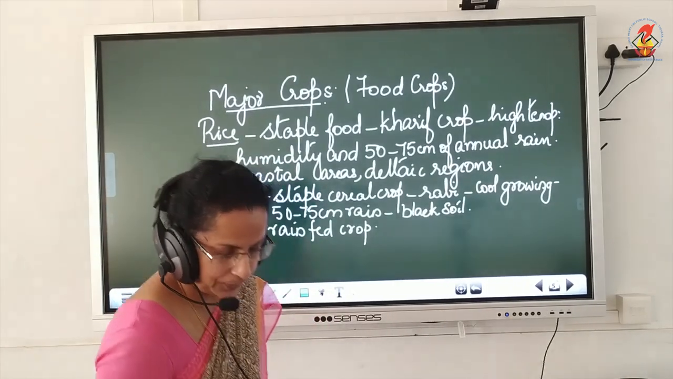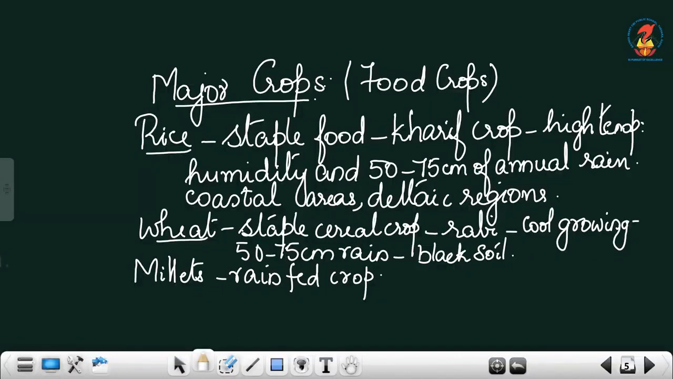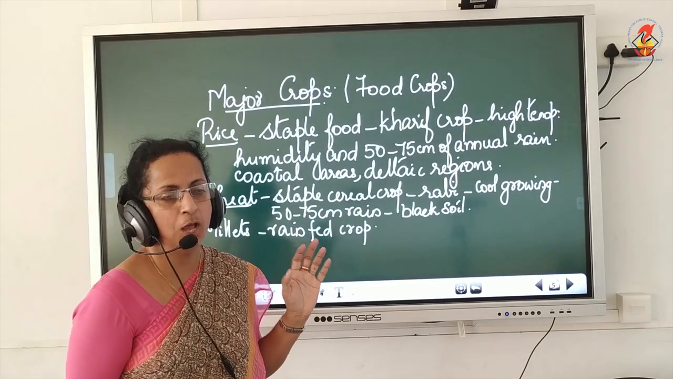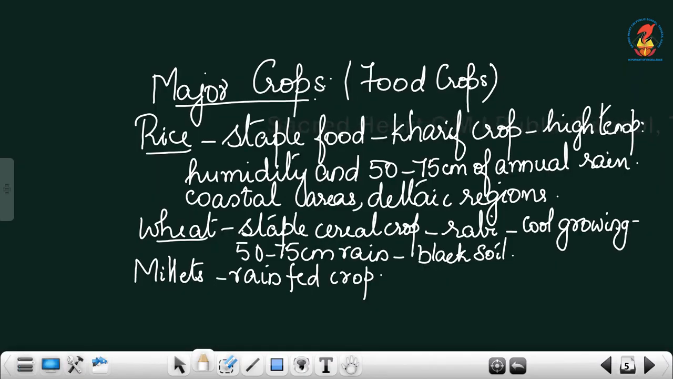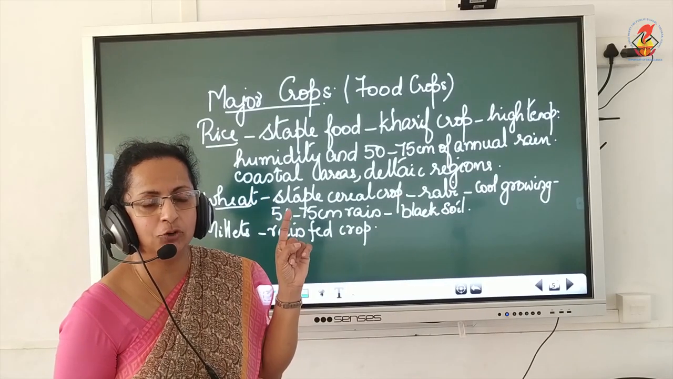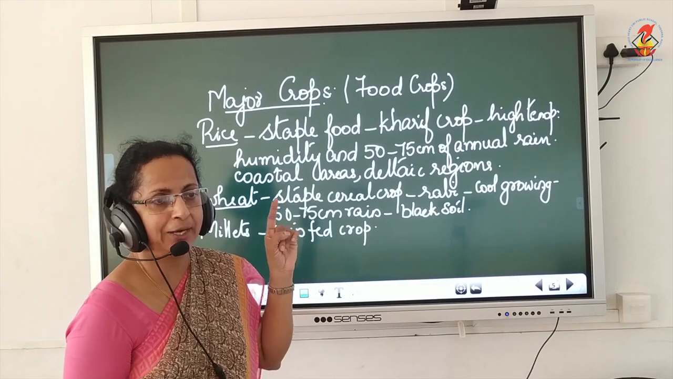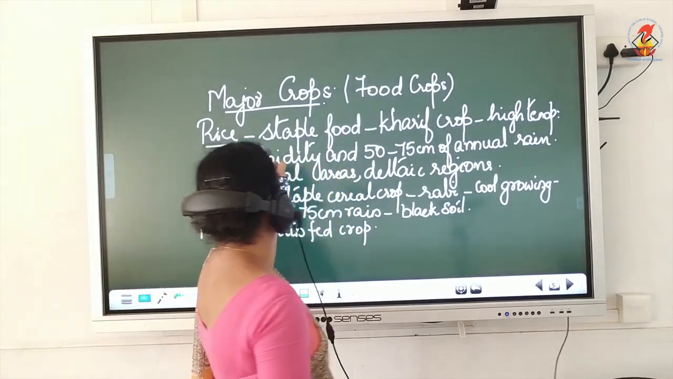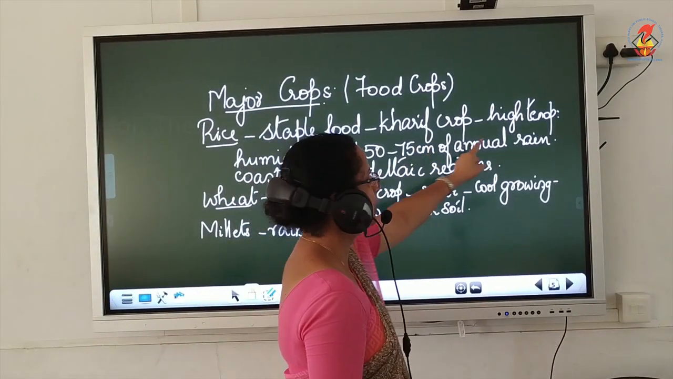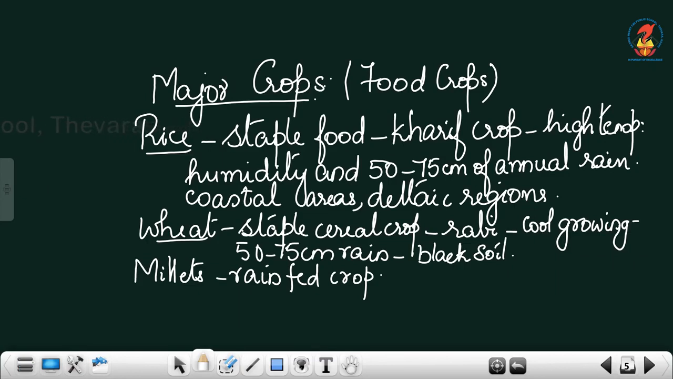Okay, now we'll move on. The first one is rice, paddy. Rice is a staple food for most states of our country, for most people of our country. It comes under kharif crop. Yesterday I told you, kharif crop starts with the onset of the monsoon, and crops that need good amounts of water while growing come under that. So rice needs plenty of water, so it is a kharif crop, and it needs high temperature, humid climate, and 50 to 75 centimeters of annual rainfall.